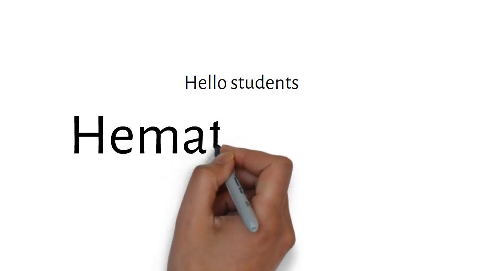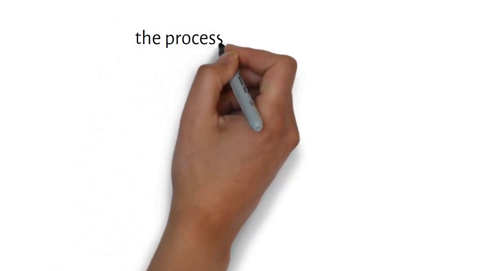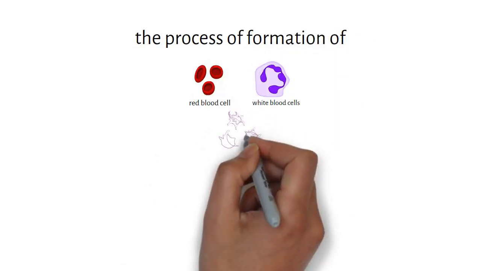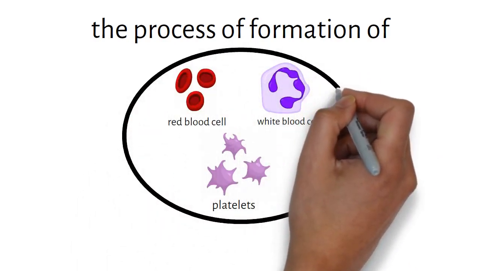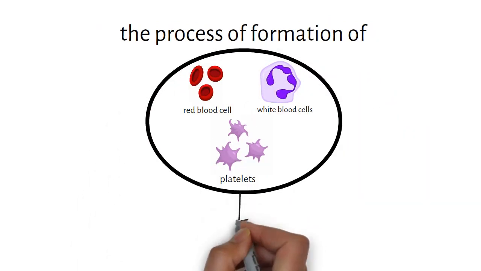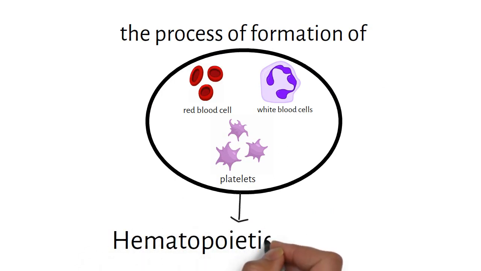Hello students, this lecture is about hematopoiesis. Hematopoiesis is the process of formation of all the cellular components of blood. All the cells of blood are formed mainly from a single cell called hematopoietic stem cell.